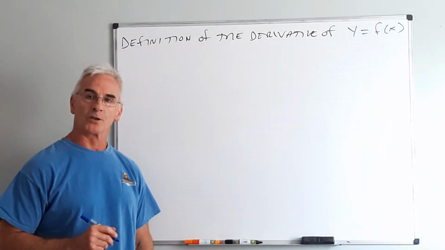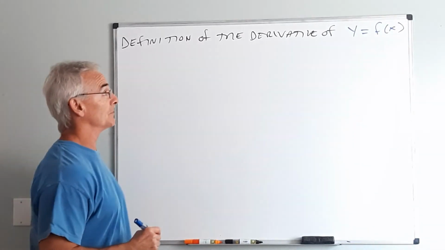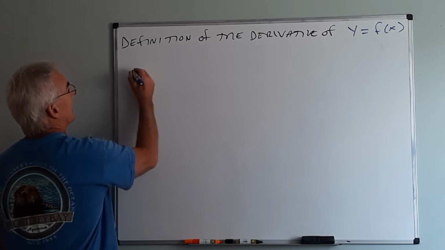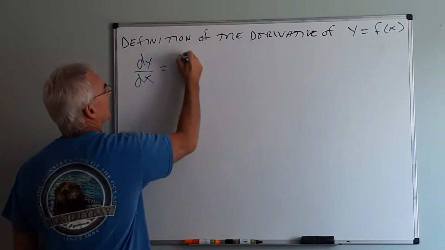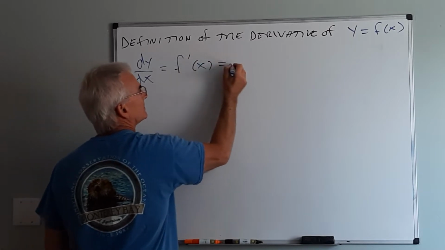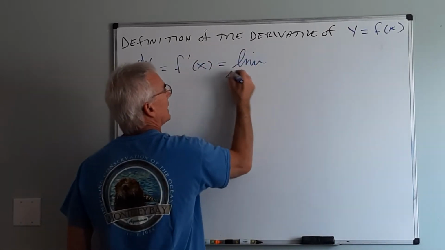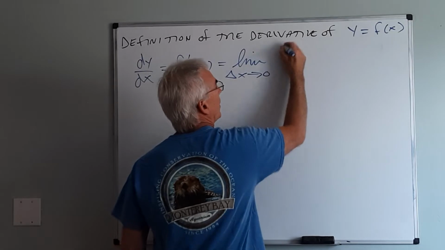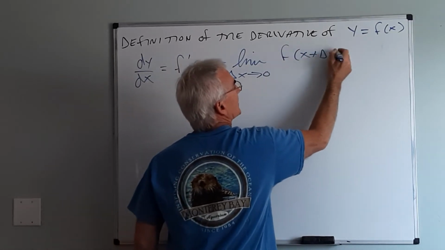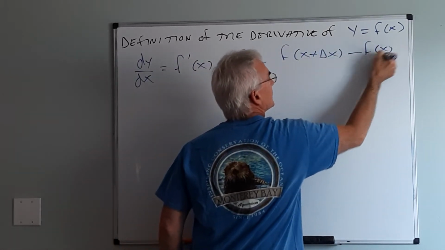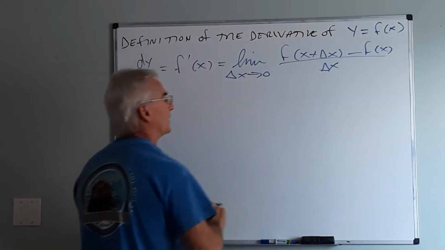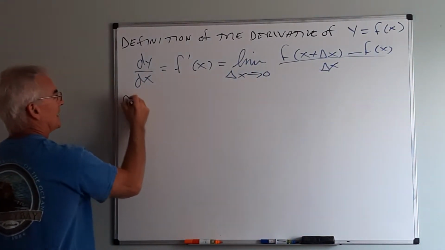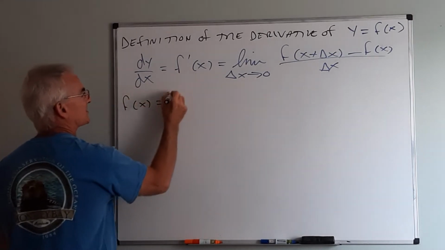In Calculus 1, we learned the definition of the derivative of a function of x, and that is that dy/dx, which we also call f prime of x, is equal to the limit as delta x approaches 0 of f of x plus delta x minus f of x over delta x. So if I started with a really simple function right now, let's say f of x equals x squared.